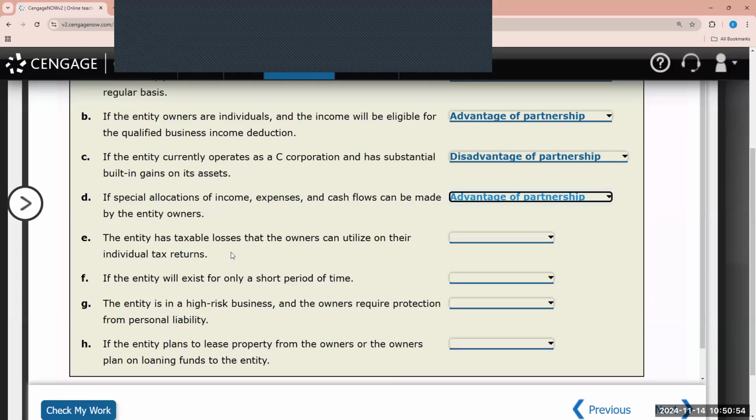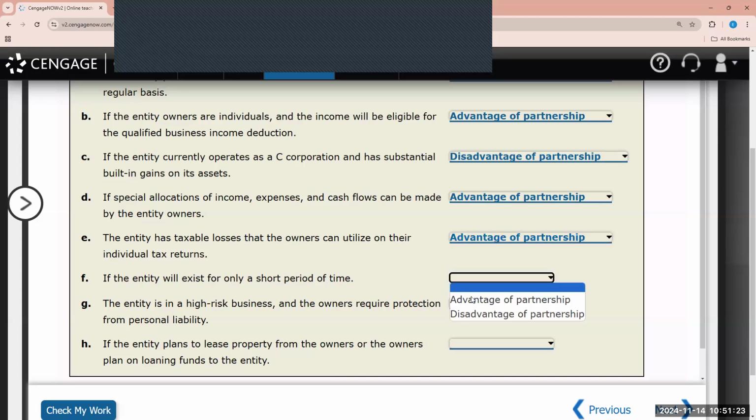E, the entity has taxable losses that the owners can utilize on their individual returns. This would be an advantage of a partnership. If a corporation has a loss, unfortunately, it has no impact on the shareholders in their individual income tax returns. F, if the entity will exist for only a short period of time, if the entity is a C corporation, then they would need to essentially liquidate, and this would result in a large tax due to the appreciation in assets. So this would be an advantage of a partnership versus the C corporation.